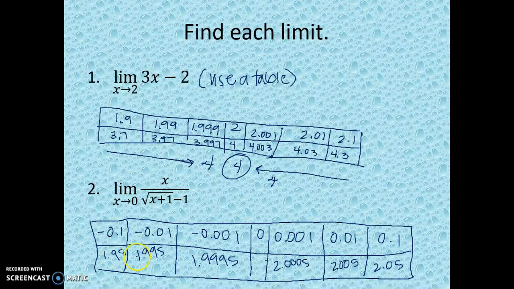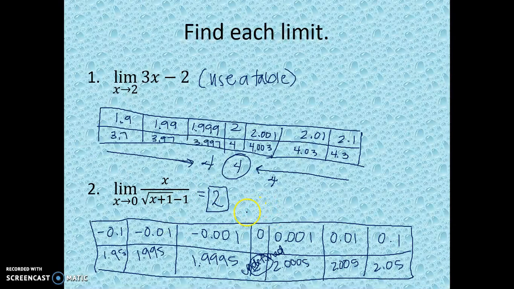Looking at my table, 1.95, 1.995, that looks like it's getting closer and closer to 2. Coming from the right side, 2.05, 2.005, that's also getting closer and closer to 2. So 2 is my limit. Now if you plugged this in, you actually got undefined right here. Your limit is not undefined. Your limit is the 2.